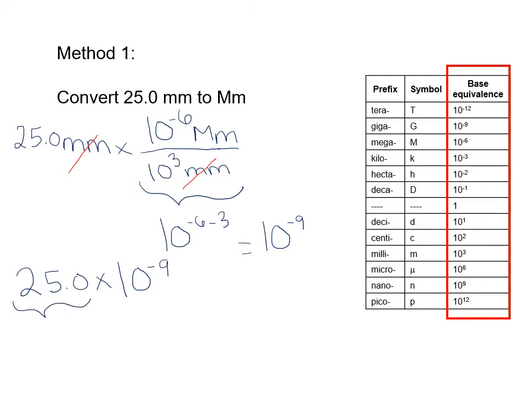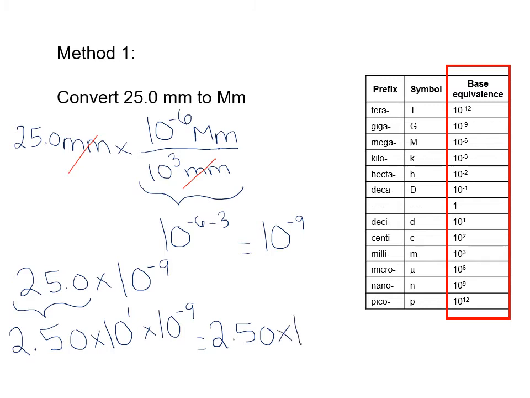I'm going to put this in scientific notation. In scientific notation, this is 2.50 times 10 to the 1. And then I also have times 10 to the minus 9. So the answer to this problem is 2.50 times 10 to the minus 8. And our units are megameters.